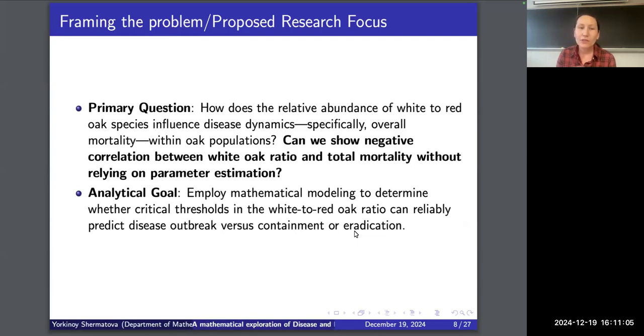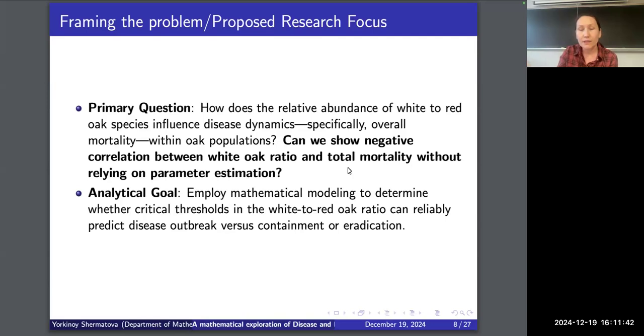The primary question I was interested in: how does the relative abundance of white to red oak species influence disease dynamics? Intuitively, if I have a mixed forest with white and red oaks, more white oaks should mean less mortality and less disease spread, since the red oaks are so susceptible and are the major spreaders, because the fungal mats usually form under the bark of the red oaks. So we asked, can we show a negative correlation between white oak ratio and total mortality?